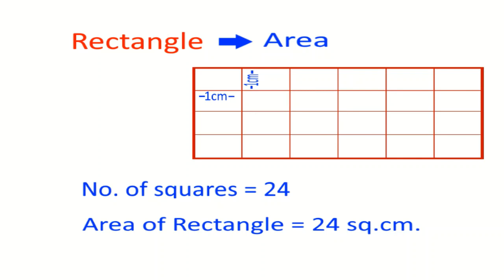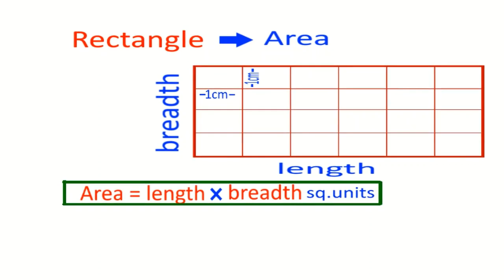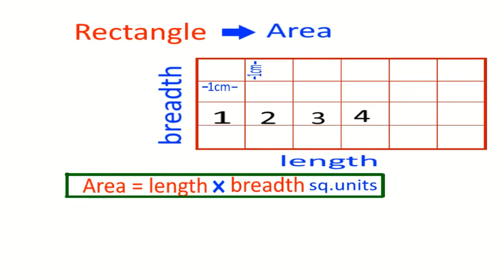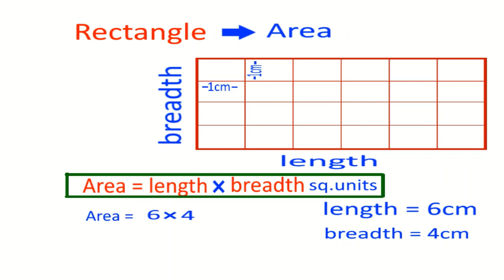But every time we can't count the squares inside an object and find the area. So we can look at another method to find the area. If we know the length and breadth of the rectangle, we can find the area by multiplying length and breadth. Here the length of the rectangle is 6 centimeters and the breadth of the rectangle is 4 centimeters. On substituting the length and breadth values in the area equation, we will get the area of the rectangle as 6 into 4 equals 24 square centimeters.